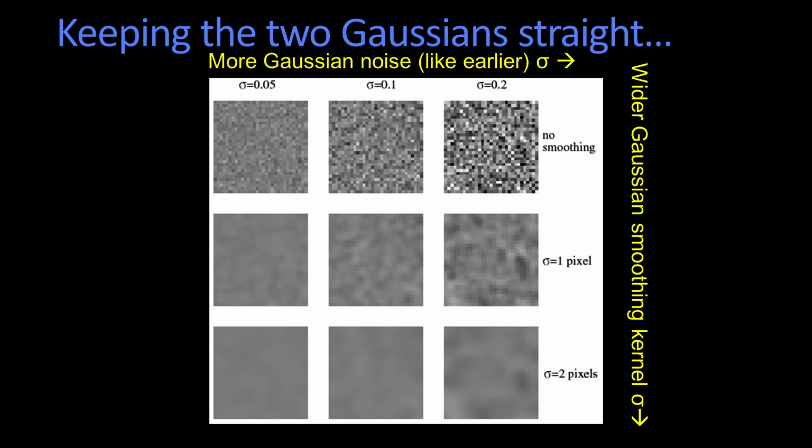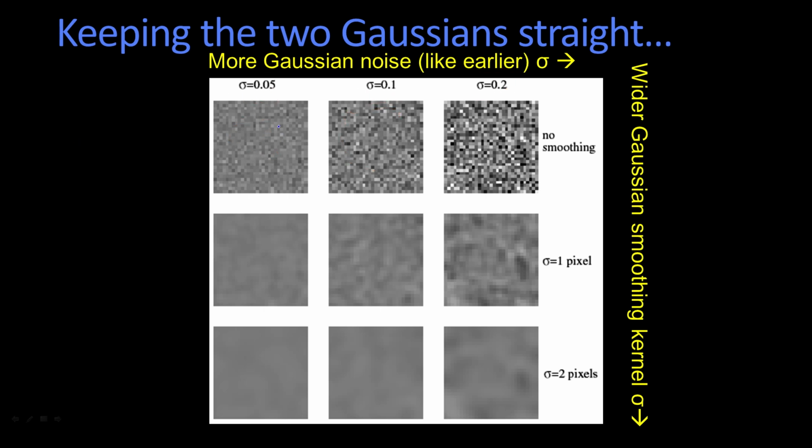So in the top row, there's no smoothing going on. So we have a sigma of 0.2 in the noise. That's a lot of noise if the range is only going from 0 to 1, or let's say minus 0.5 to 0.5. A sigma of 0.1 is less noise. A sigma of 0.05 is less noise yet.